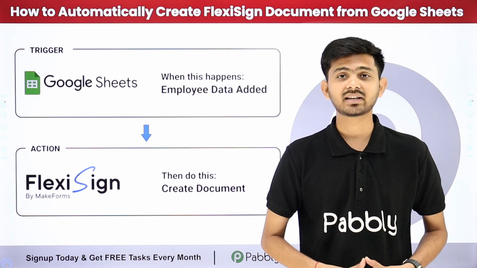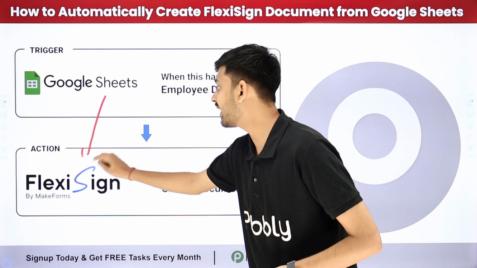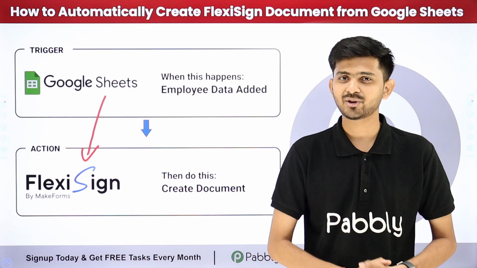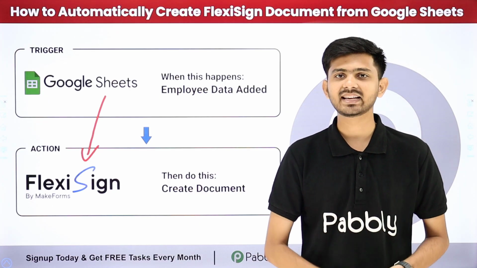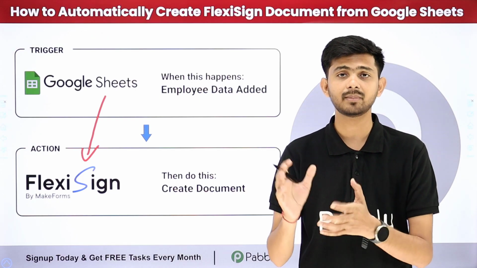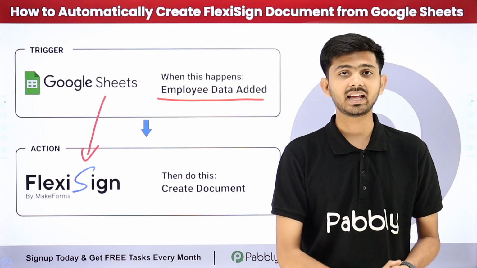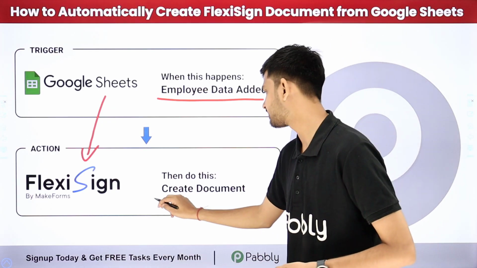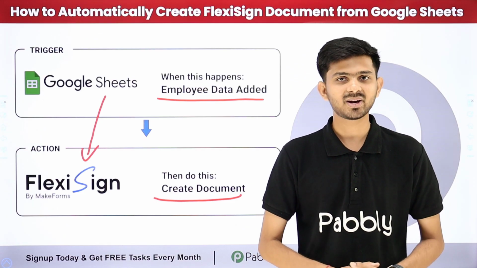So for my objective, I need to build a connection between Google Sheets and FlexiSign. For building this connection, I'm going to use Pabbly Connect, which is an amazing software for automation and integration. Now with Pabbly Connect, as I add the new hired employee details in my Google Sheet, automatically, by using those details, I'm going to create a new employee contract document by using FlexiSign. So how am I going to build this connection? For that, let me take you to my computer screen.